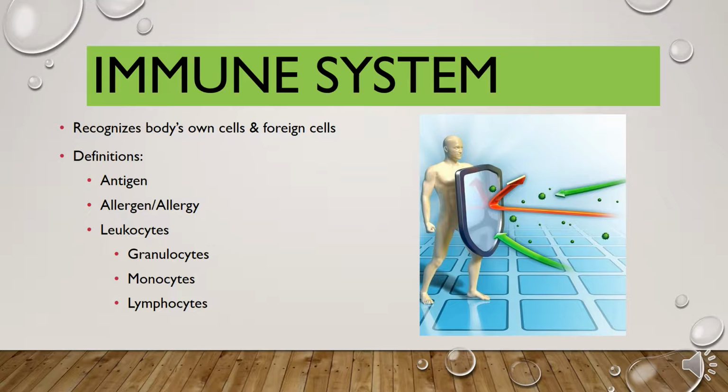T lymphocytes, or T cells, provide cell-mediated immunity, and they mature in the thymus gland, whereas B lymphocytes are responsible for humoral immunity and mature in bone marrow. We'll discuss humoral and cell-mediated immunity later in the PowerPoint. And then natural killer cells, which kill virus-infected or tumor cells.